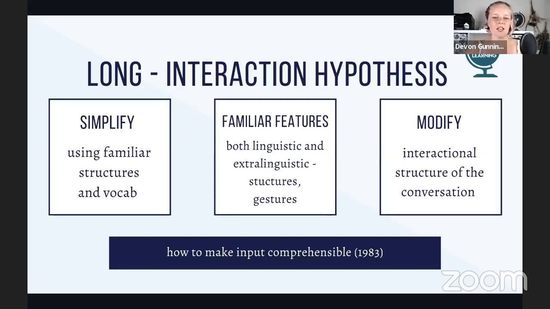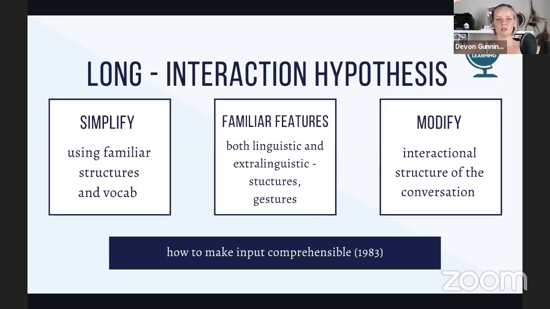The second thing is familiar features. And that can be both linguistic and extralinguistic, which just means things like, oh, find the typo. Can you find the typo? You can tell me where it is. The structures as well as gestures. I used to experience this all the time as an early learner, my L3 of Spanish. I came from a French L2 background learning Spanish.